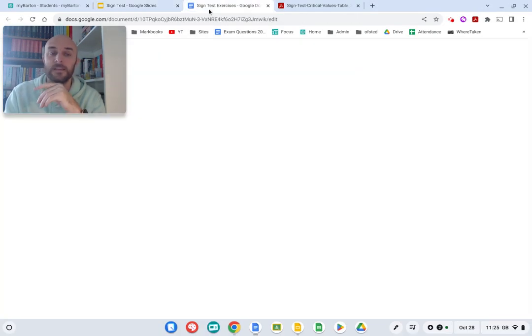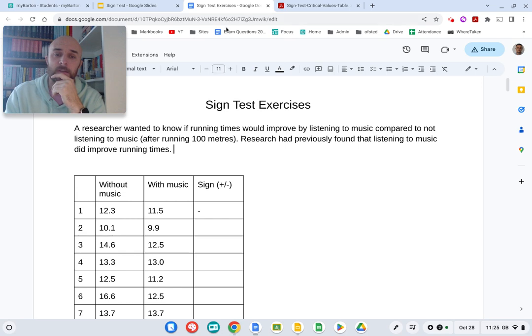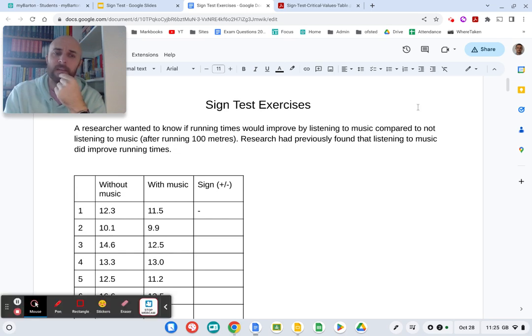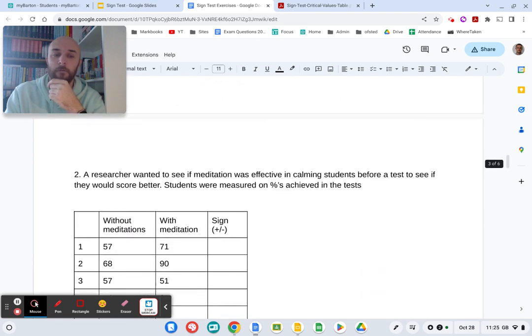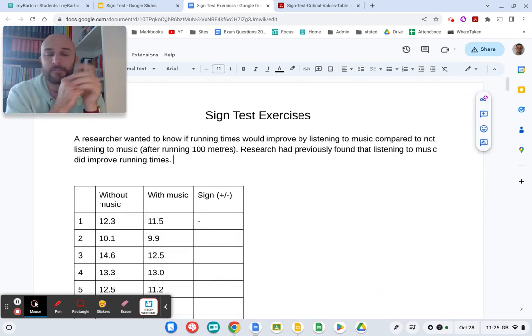Okay, so this is on my Google site. I might attach it to the bottom of the video as well. I've got a couple of exercises here in terms of sign tests, but let's have a look at the first one. A researcher wanted to know if running times would improve by listening to music compared to not listening to music after running 100 meters. There's that little bit of operationalization, and researchers previously found that listening to music did improve running times. You need that for understanding what hypothesis you would use.